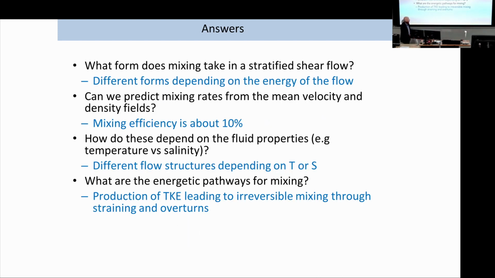Okay, so that basically brings me to the end. As I said, we had a bunch of questions. In what form does mixing take place in stratified shear flow? And I think I've showed you that it depends on the energy of the flow. It also depends on some of the details of the geometry of the system. Can we predict the mixing rates from mean velocity and density fields? And I said, in our case, the mixing efficiency is about 10%. How do they depend on the fluid properties? With different temperature and salinity, I think I showed you that the structures are actually different.